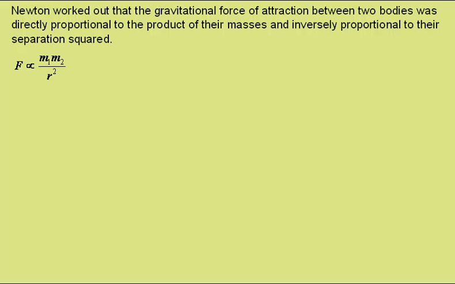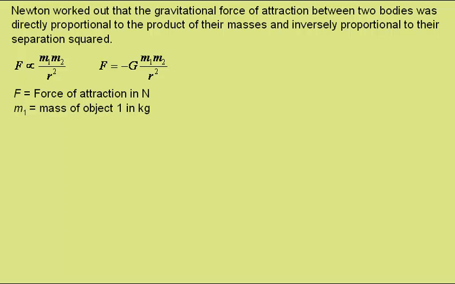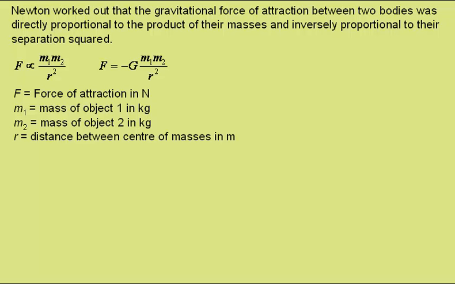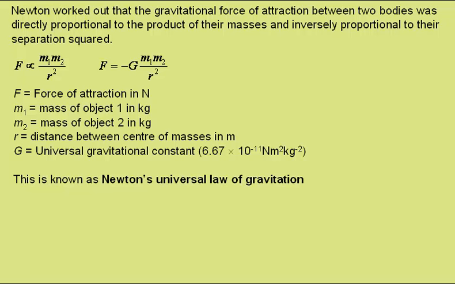We can write that like this, or adding a constant of proportionality like this, where F is the force of attraction between the two bodies, measured in newtons, m1, the mass of object 1 in kilograms, m2, the mass of object 2 in kilograms. r is the distance between the centre of masses of the two bodies, in meters, and G, the universal gravitational constant, which has a value of 6.67 times 10 to the minus 11 newton meters squared per kilogram squared.